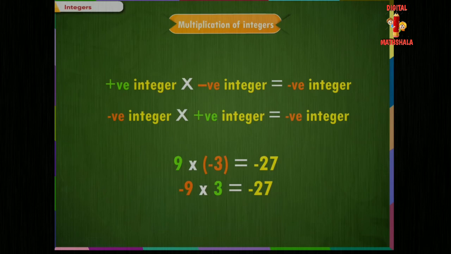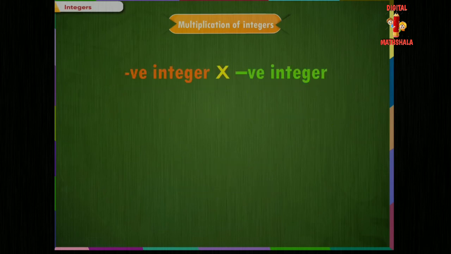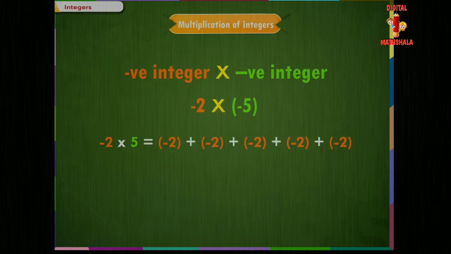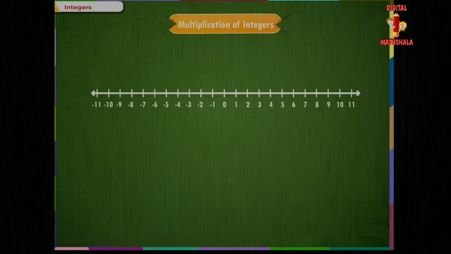Now, let us see how to multiply a negative integer with a negative integer. Let us consider an example. Minus 2 into minus 5. We have seen previously that minus 2 into 5 means minus 2 added 5 times. But now we have a negative sign here, which means we will add minus 2 5 times, but in the opposite direction. Let us see how we can represent this on a number line.